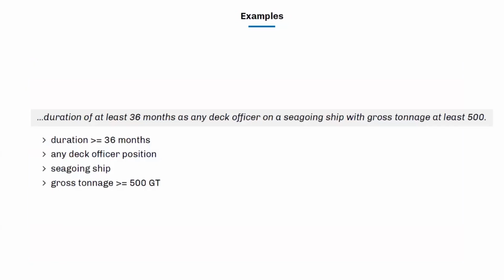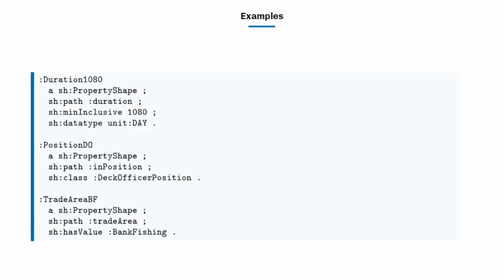So this is the same sentence again. Duration of at least 36 months. So we have 36 months as any deck officer on a seagoing ship. So seagoing ship is some kind of trade area with a gross tonnage of at least 500. So gross tonnage we have already seen, but we have the duration and we have position and we have seagoing or trade area. So let's have a look at the other ones. They're quite easy to set up, not too complex at all. So it's just a combination of these property shapes and how to put them together in node shapes.